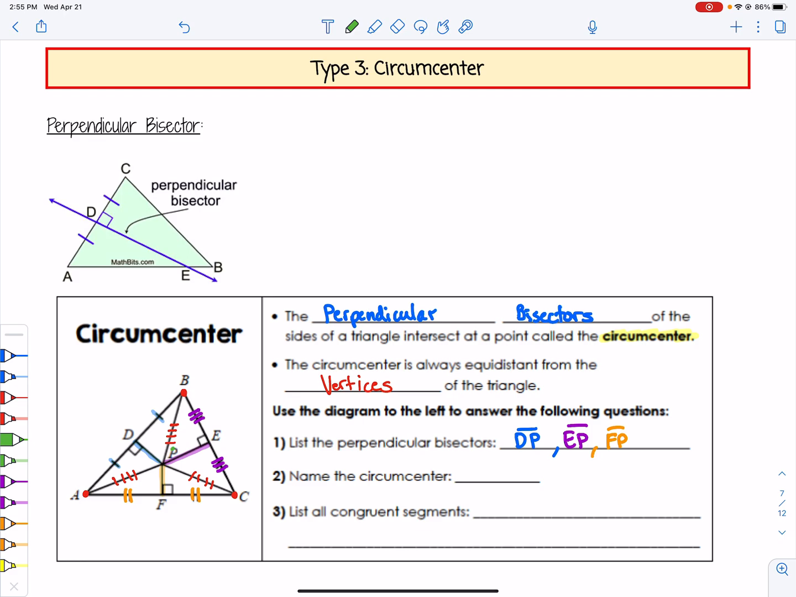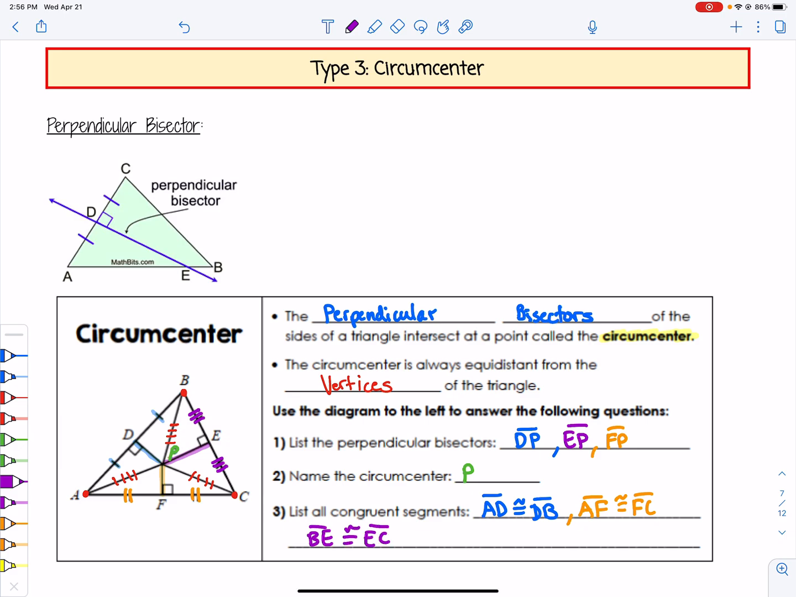Name the circumcenter, so that would just be the P that's right there in the center, and it says list all congruent segments. So I'm going to try to keep this color coded. I've got segment AD is congruent to segment DB in blue, so AD is congruent to DB on that side of the triangle. In orange, I've written AF is congruent to FC. And in purple, I've got BE is congruent to EC.